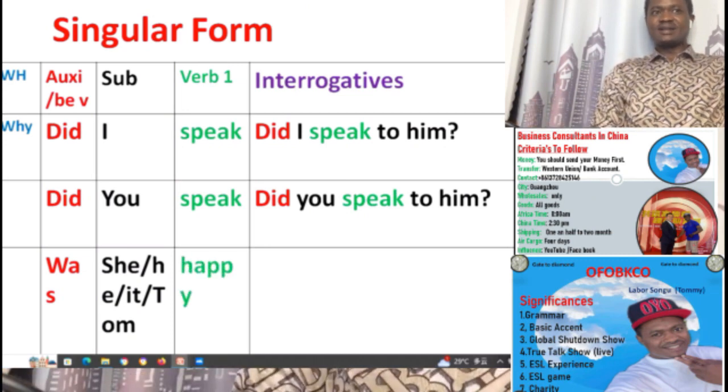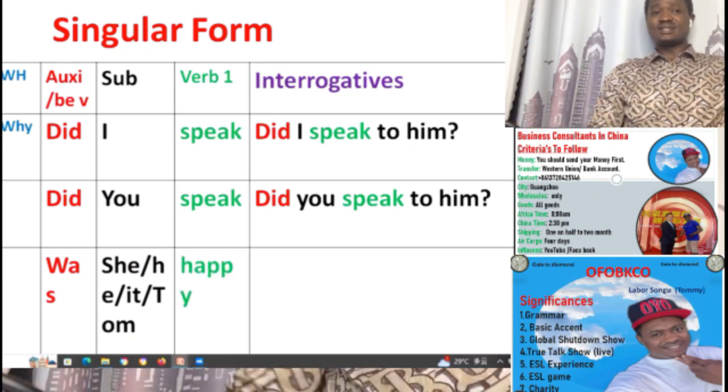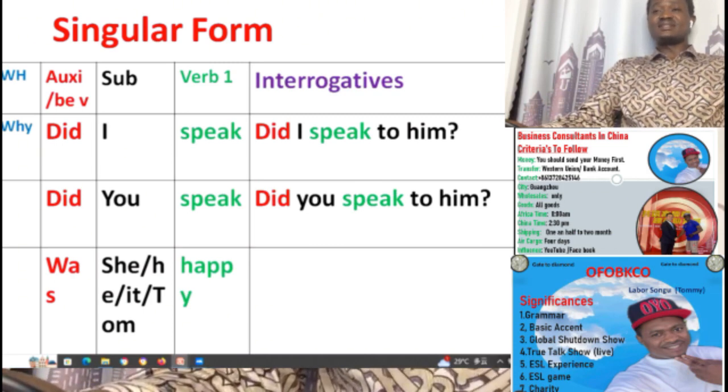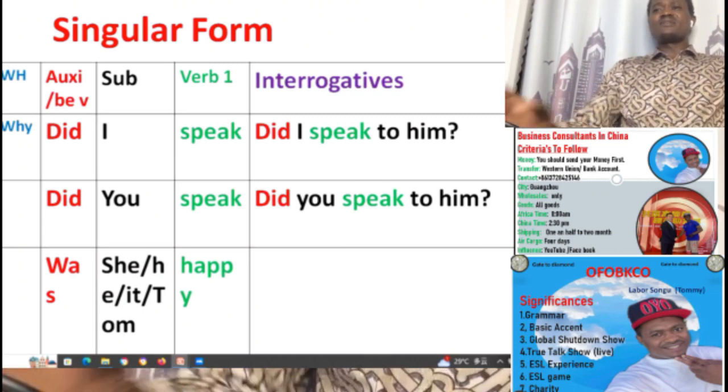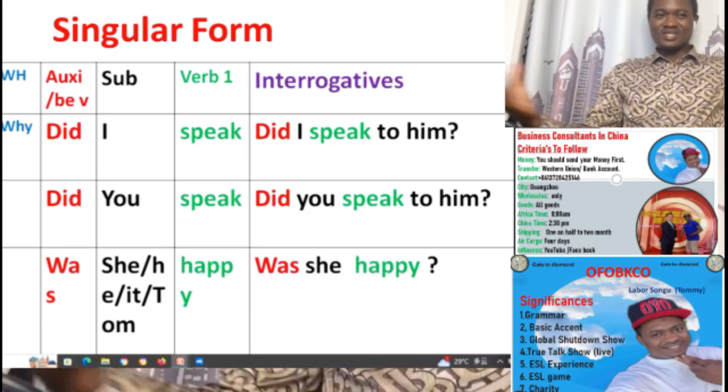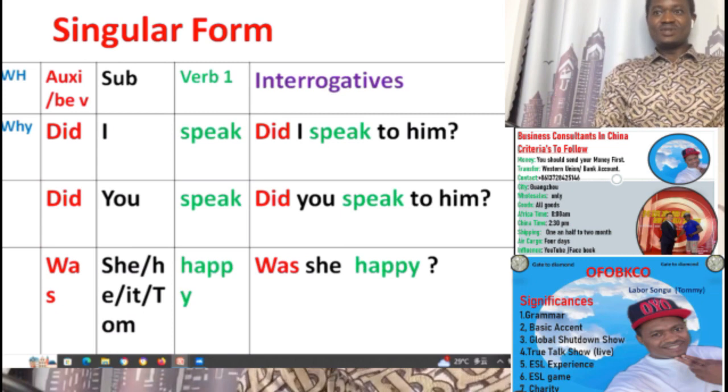So the verb here is going to be what? Happy, and happy is a what? It's a stative verb. So in the interrogative form, it's going to be was. Was she happy? Was she happy?